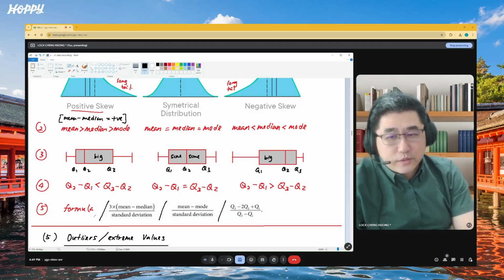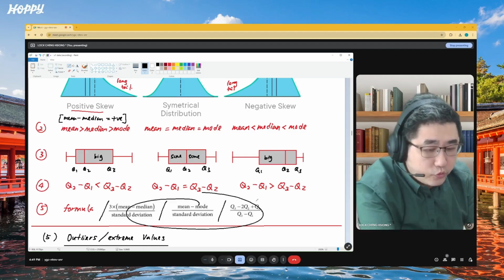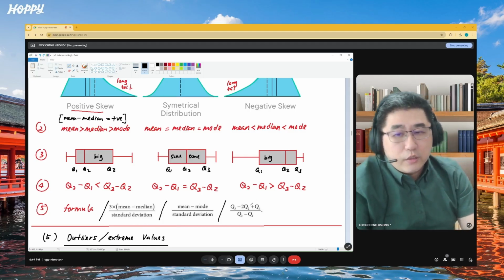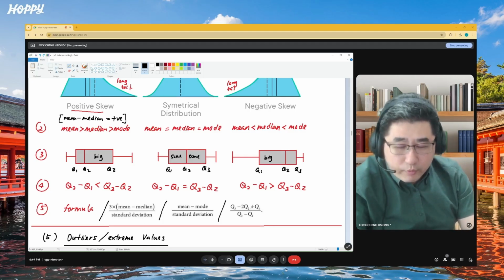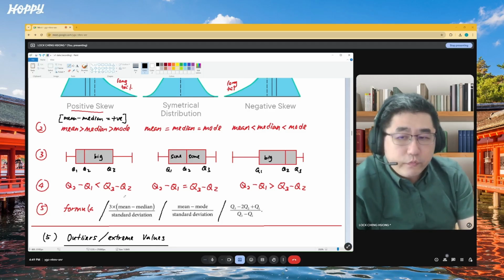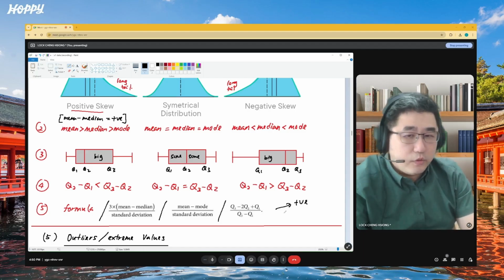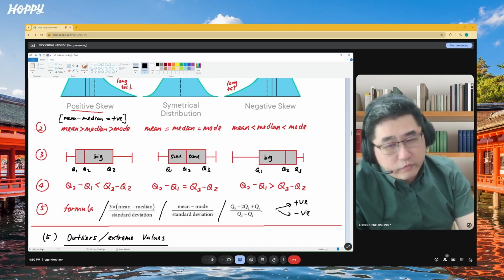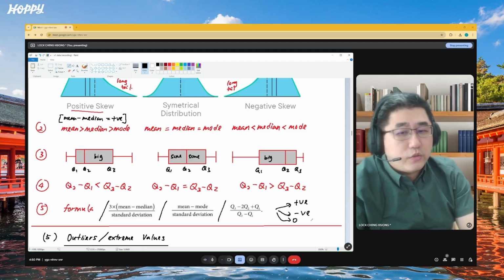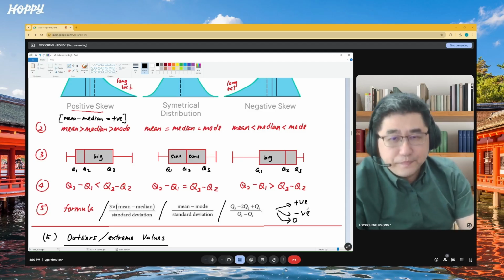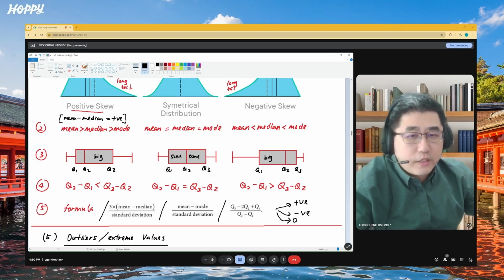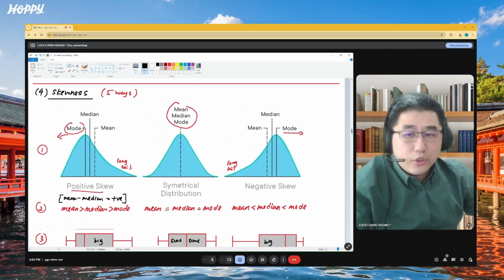Number 5, formulas. Sometimes during the exam, they will actually give you the formulas to calculate the skewness. You are not required to memorize the formulas. Whatever they ask you to calculate, you just plug in the information to do the calculation. How do you make your conclusion? If it's positive, then you say it's positively skewed. If it's negative, then you say it's negatively skewed. If it gives you 0, then you say that it's symmetrical. That's all for the skewness.